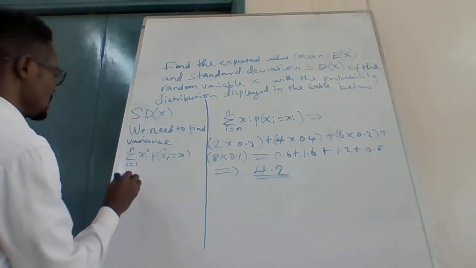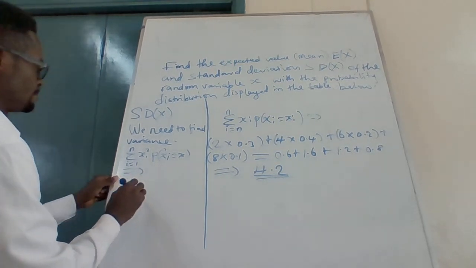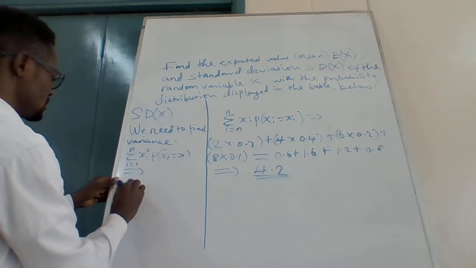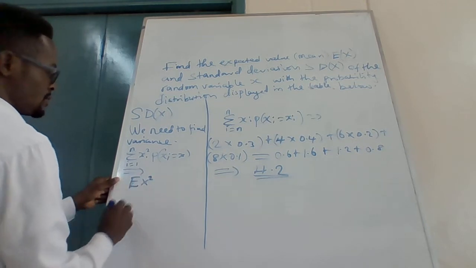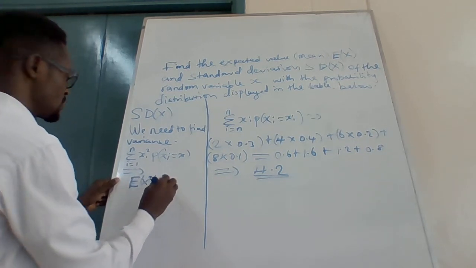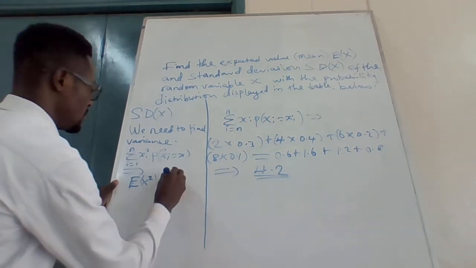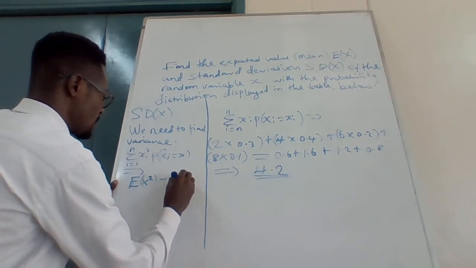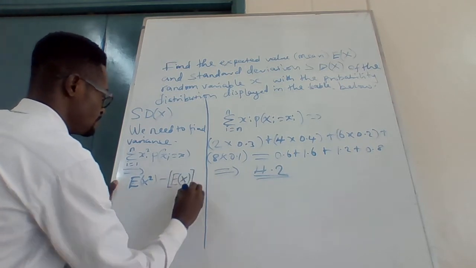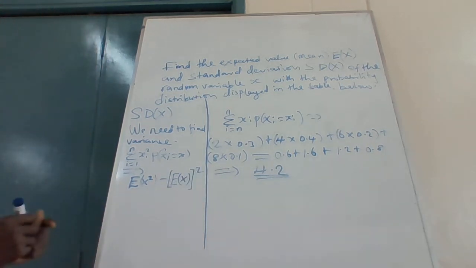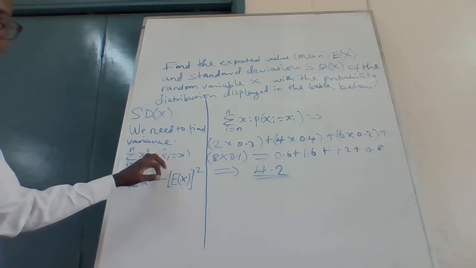This implies that our formula is the expected mean E of x squared, minus the expected mean of x, squared. This is the formula for finding the variance.